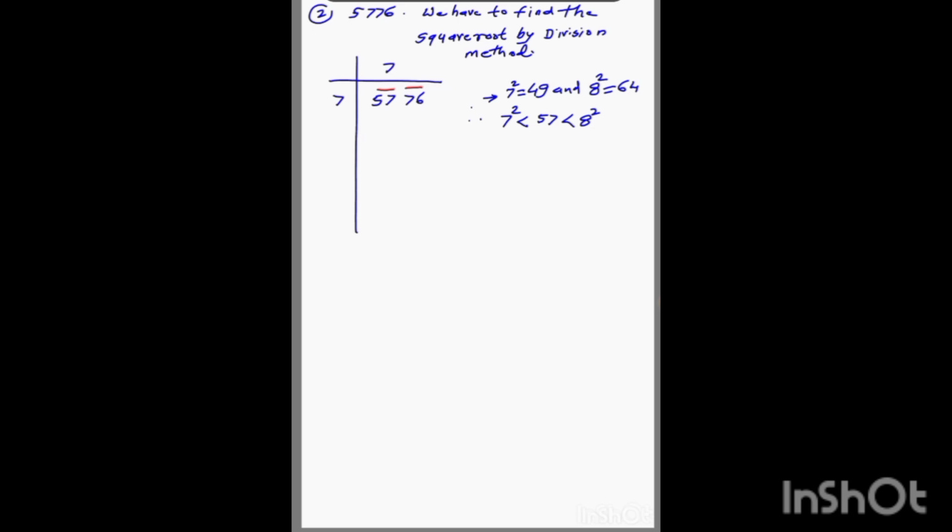See, it is 7. So 7 7s are 49. Subtract it. 57 minus 49 is 8. And bring the whole block down. That's why we have made this pair 76. Now the important step: 7 into 2 is 14. This step is very important. Now see on the right hand side. I am taking 14.